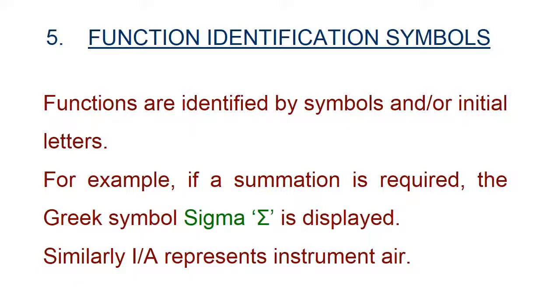Functions are identified by symbols and/or initial letters. For example, if a summation is required, the Greek symbol sigma is displayed. Similarly, IA represents instrument air. More function identification symbols are shown below.